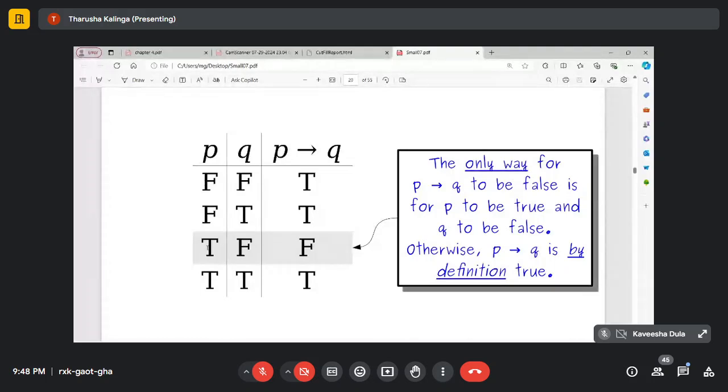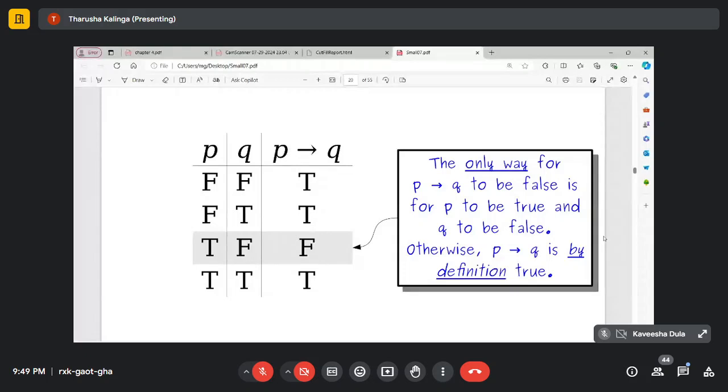And then if it is raining, the ground does not get wet. So the output should be false. Why? Because the reason is there. If the reason is there and the consequent is false, even though the reason is there to happen, if it is not happening, we say it is false. It is not going to happen.